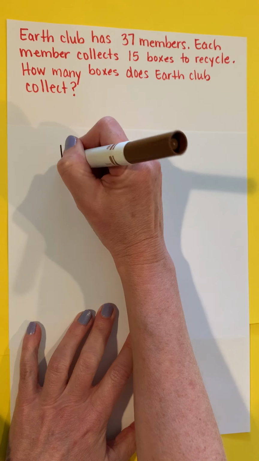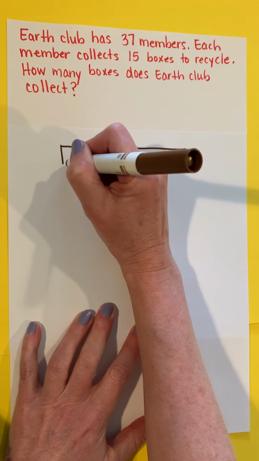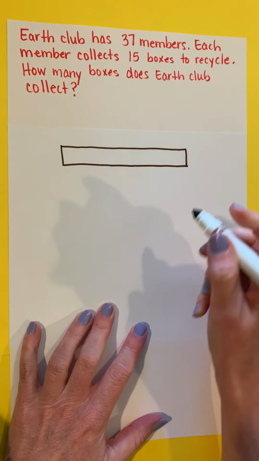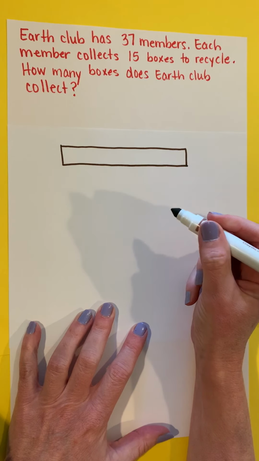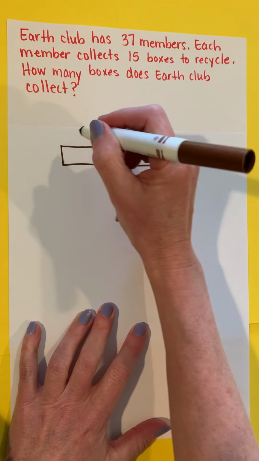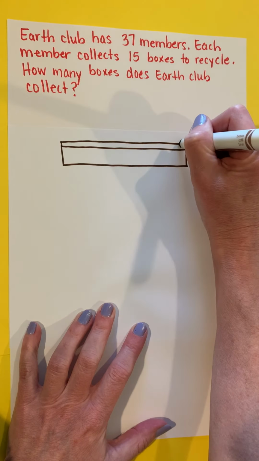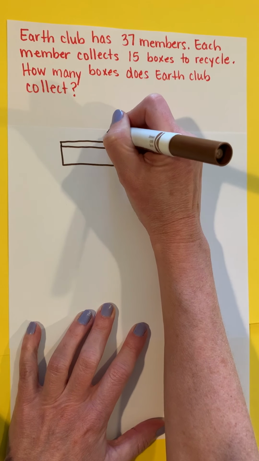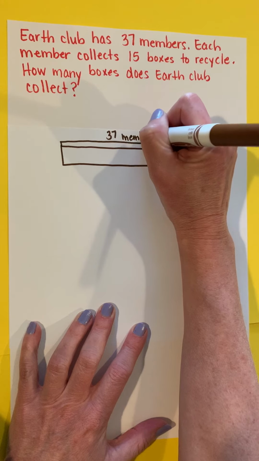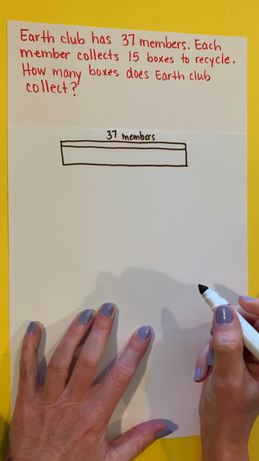In the past, when we've drawn a bar model, we've represented each part by itself. Well, this time we've got 37 members or 37 parts, and I really don't want to try and squeeze in 37 in here. So I'm going to represent this just like this. There's my 37 members. That tells me that in that bar, it's really split up into 37 pieces, but I just didn't want to split them out.